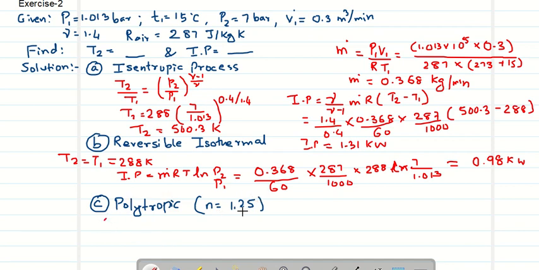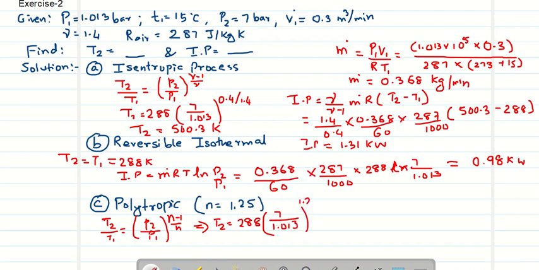It is a polytropic process and n is given as 1.25. So T2 by T1 equal to P2 by P1 power n minus 1 over n. I'm going to substitute and get the value for T2, which will be equal to 288 multiplied by 7 divided by 1.013, power 1.25 minus 1 divided by 1.25. So you get the temperature T2 as 423.9 Kelvin.